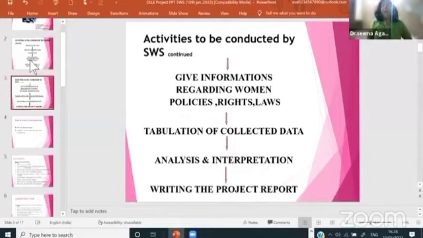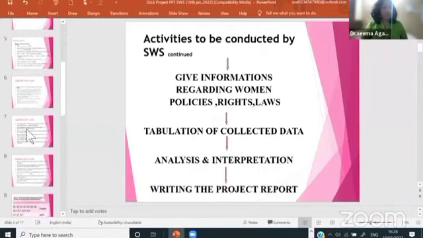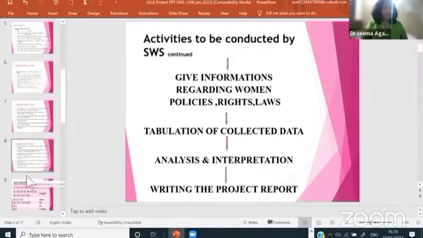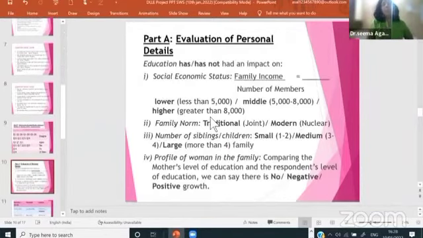Now, after collecting all the data, tabulate the collected data, analyze the result, evaluate your data and write the project report. Now I'm going to discuss how to evaluate the data. First we evaluate the personal details. In part A, there are 9 questions. According to the answers that the respondent gave to those 9 questions, we evaluate the personal details.